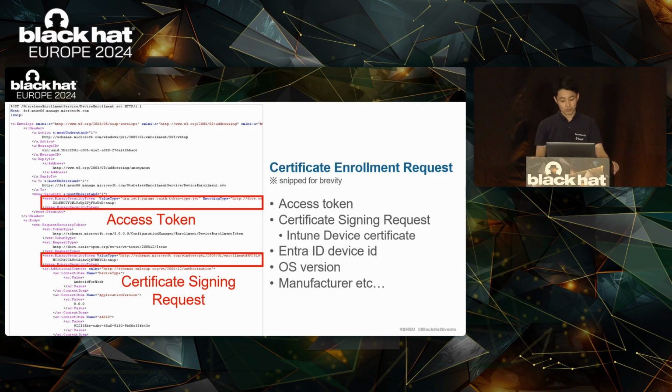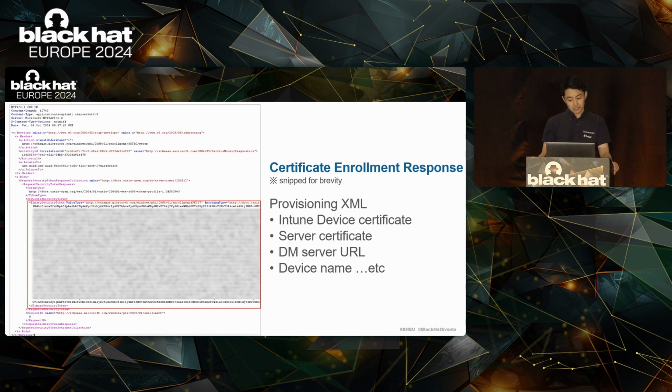And this is the example of the request for enrolling device to Intune by Android device. And the request has the access token received from Entra ID, and also the request has signing request of the Intune's device certificate. For this enrollment request, RSA key pair is generated and enrolled to Intune for the device authentication. Then Intune application receives signed device certificate that can be used to authenticate to Intune. Also, it gets DM server URL, which is the Intune's management server URL in this response.